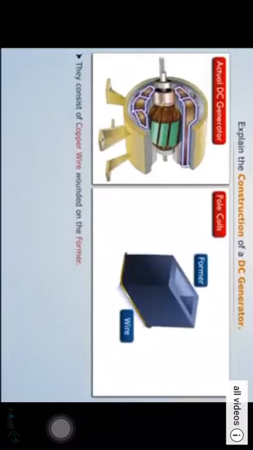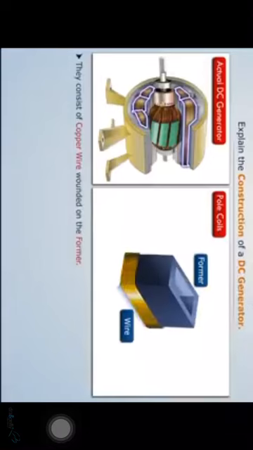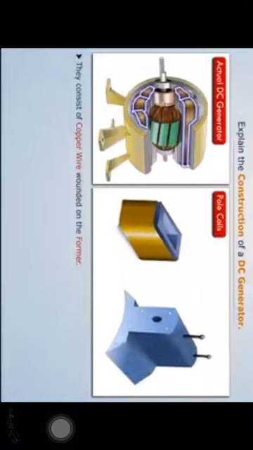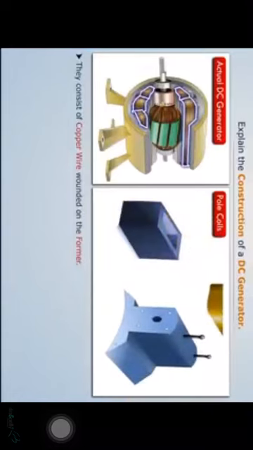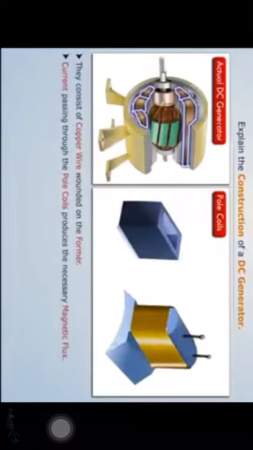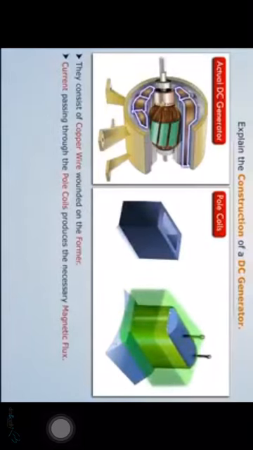Pole coils consist of copper wire or strip which is wound on the former. After getting the correct dimensions, the former is removed and the wound coil is put into place over the core. When current is passed through these coils, the poles get electromagnetized and produce the necessary flux that is cut by the revolving armature conductors.